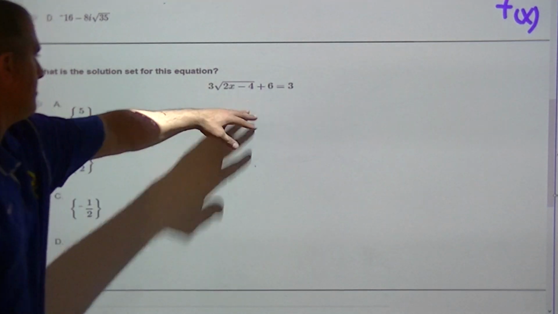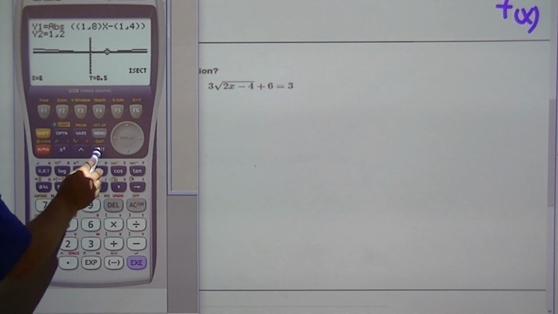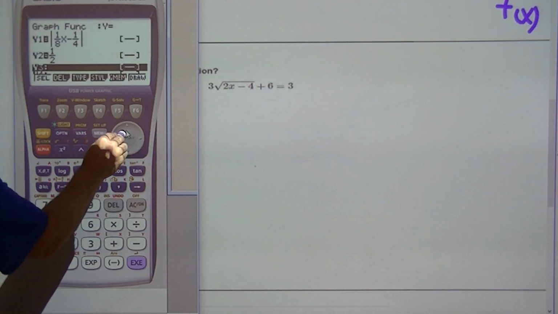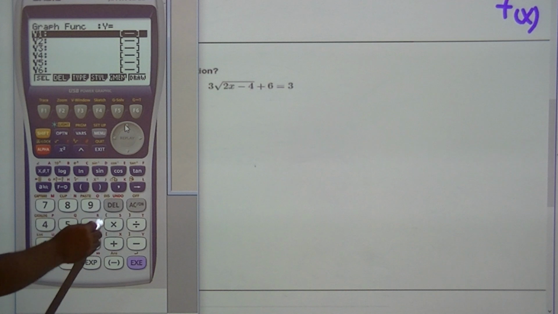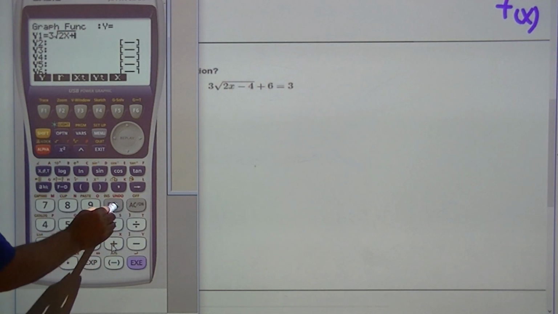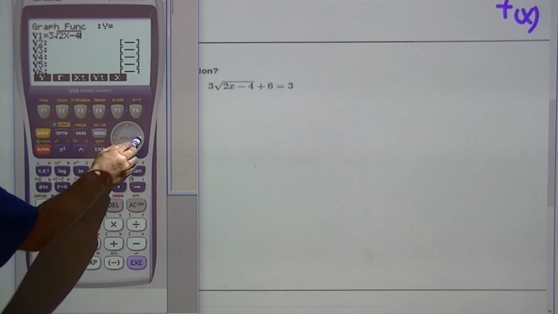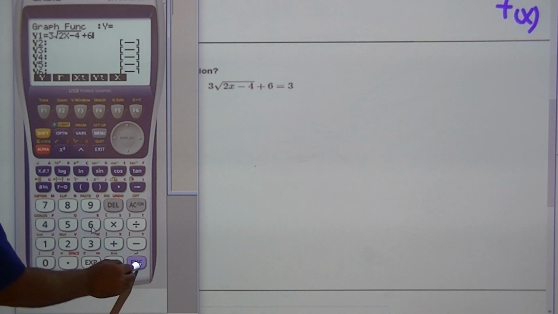Once again, same deal. I'm going to go back here, we'll delete these. 3 square root of 2x minus 4 plus 6, 3.